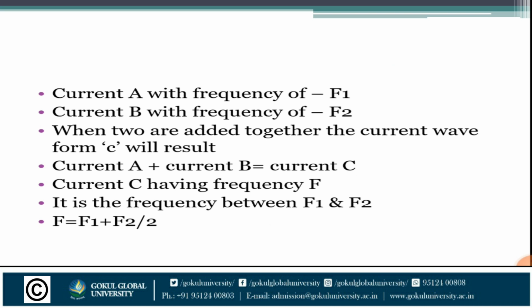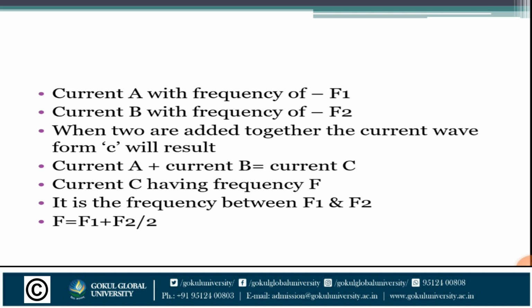For example, current A is a sine waveform. The frequency is f1. Current B is also a sine wave with the same amplitude, but the frequency is slightly higher than current A, with the frequency f2. When the two are added together, the current waveform C will result. Medium frequency A plus medium frequency B is the production of low frequency current C.